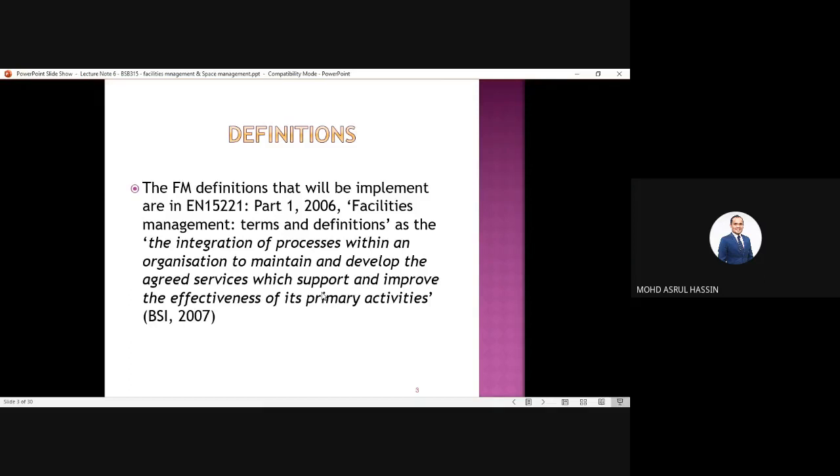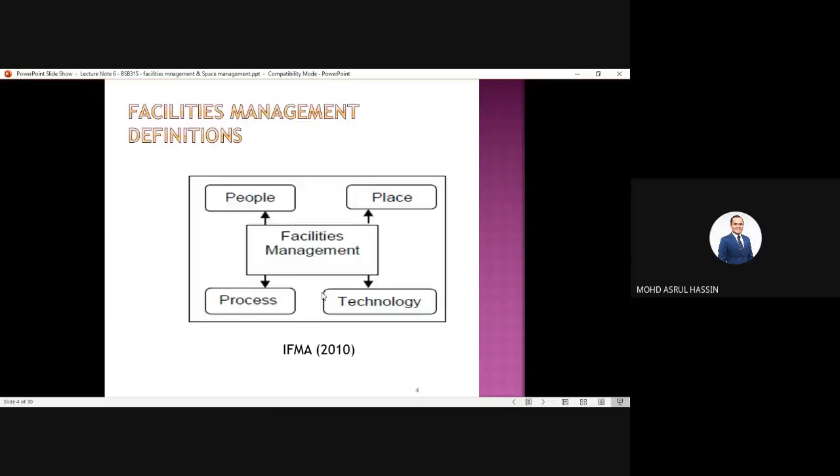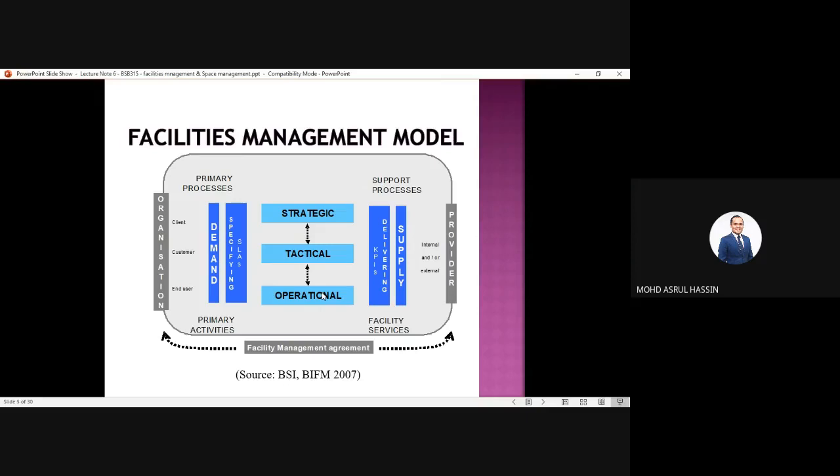The definition: the integration of processes within an organization to maintain and develop the agreed services which support and improve the effectiveness of its primary activities. Facilities management is also defined as an integration of people, place, process, and technology by IFMA, the International Facilities Management Association, 2010. This is a model of facilities management.